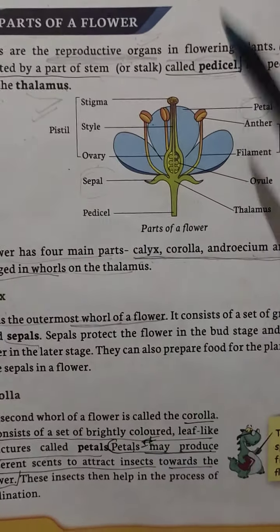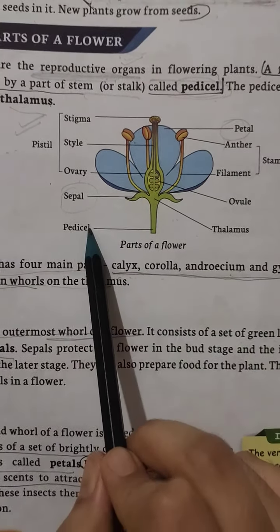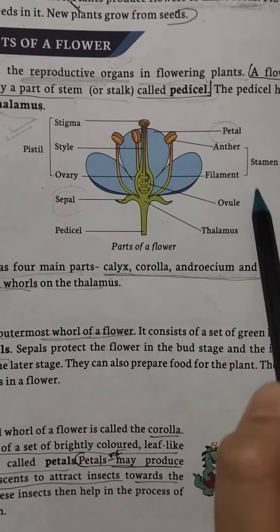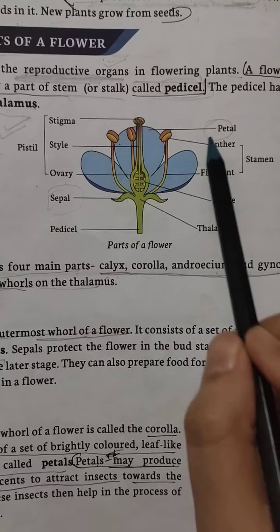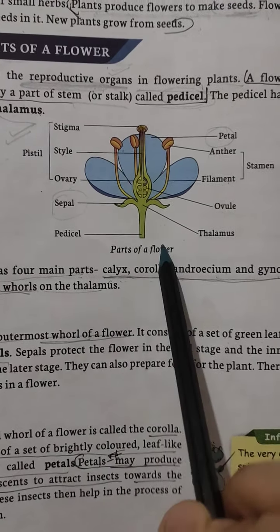Now what are the different parts of a flower? In this diagram you can see the parts of flower, that is pedicel, thalamus, this is sepal, petal. You see, these are ovule, filament, anther. Okay, so first is pedicel.